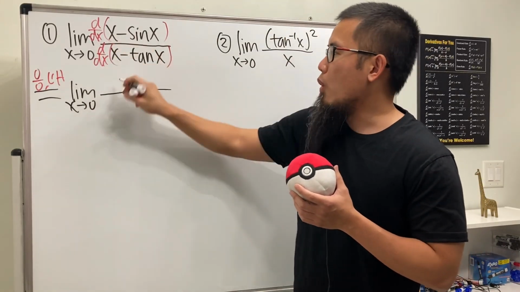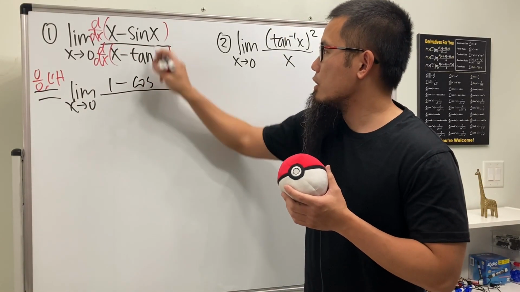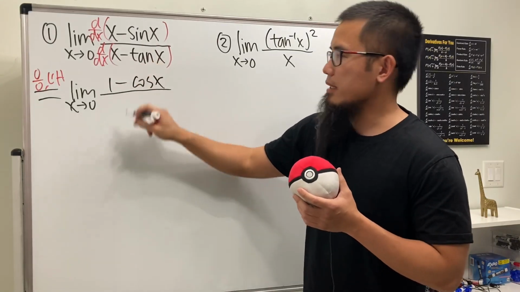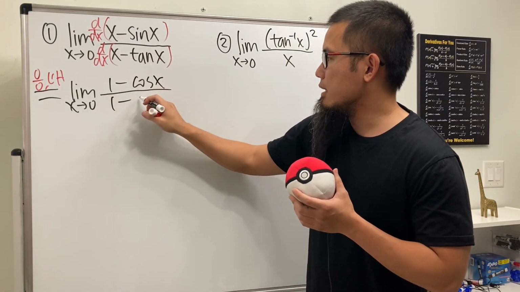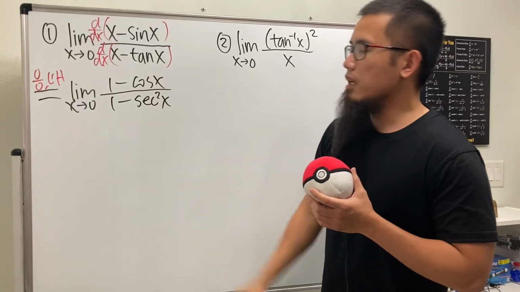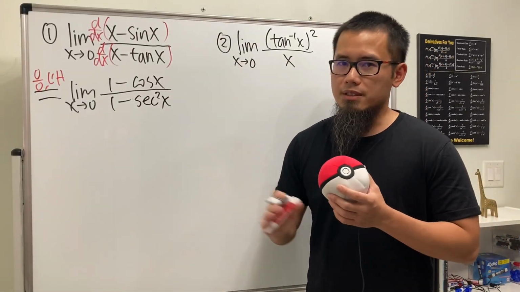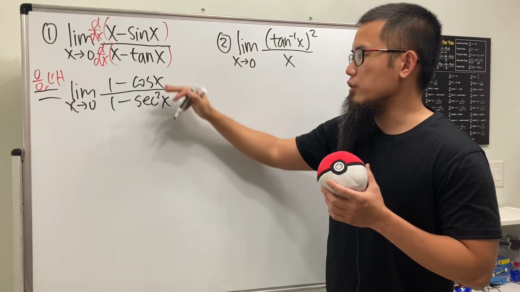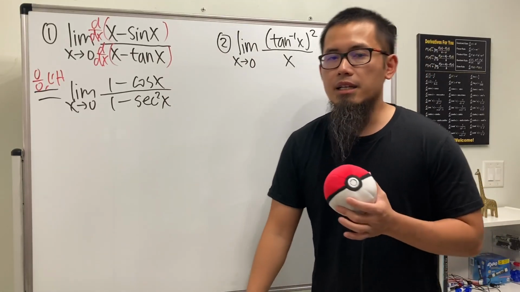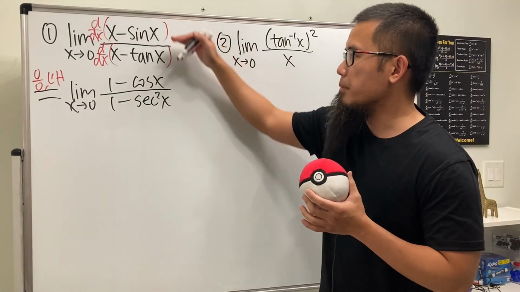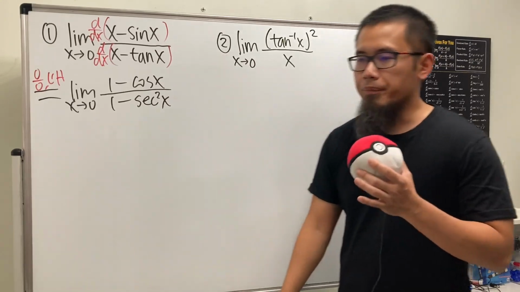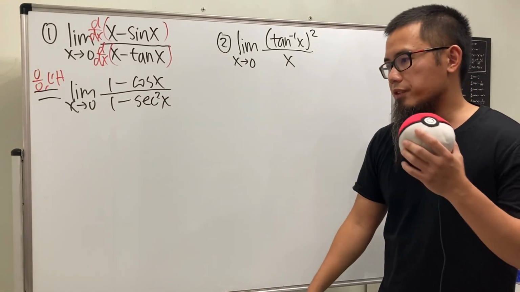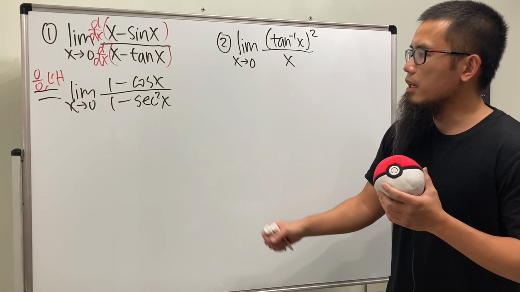Differentiate the top, we get 1 minus cosine x, and then differentiate the bottom, we get 1 minus secant square x. And notice this right here, it's not a quotient rule. It's really just you differentiate the top and you differentiate the bottom. Because the idea is that instead of comparing the original top and bottom, we are comparing the derivatives of the top and also the derivative of the bottom. Alright, so that's what you have.